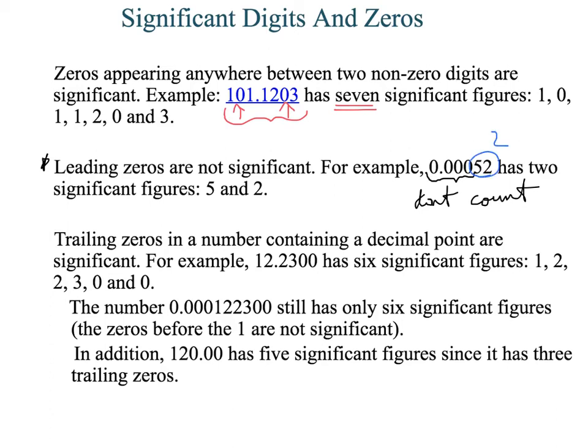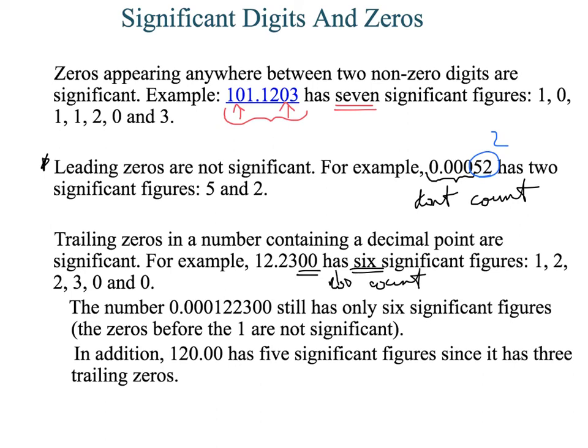Now trailing zeros, if they are in a number containing a decimal point, are going to be significant. So if we look at an example here, if we have 12.2300, since these are trailing zeros and they're after a decimal place, these values do count towards significant digits, so I'm going to write that down. They do count, and therefore this value is going to have 6 significant figures.